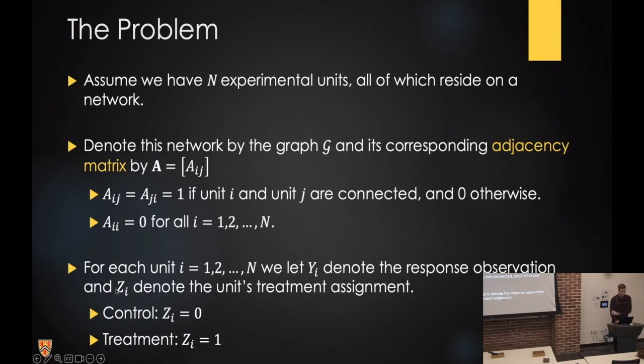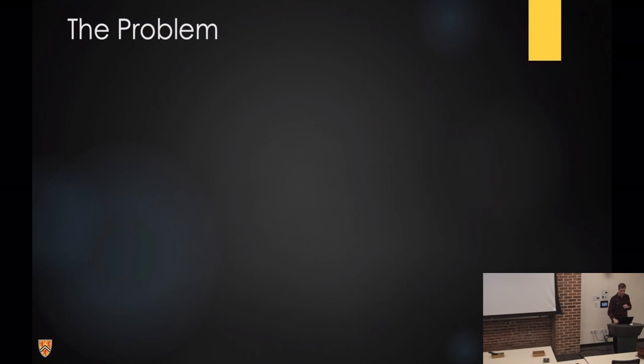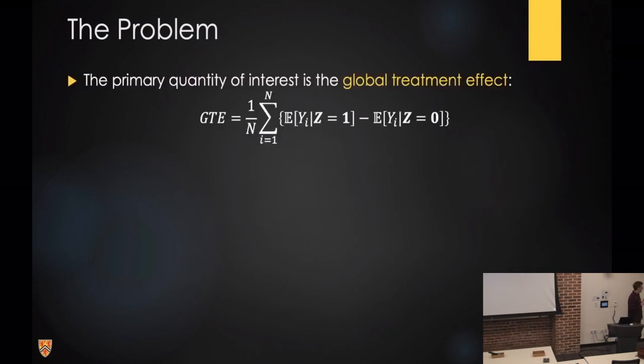Then we use Z to denote the treatment assignment. It's a binary indicator of treatment or control: ones are treated, zero is controlled. And then ultimately what we are interested in is the global treatment effect. There's a bunch of symbols, but essentially it means: what would we have observed if the entire network was treated, what would we have observed if the entire network was controlled, and what is the difference between them? So this global treatment effect is, on average, the difference between those two scenarios.